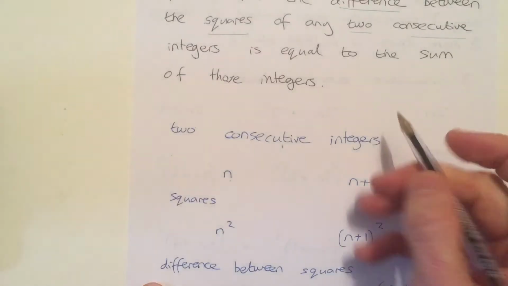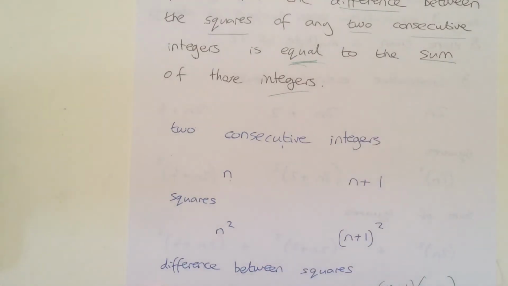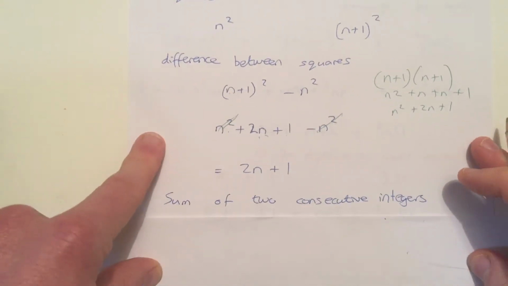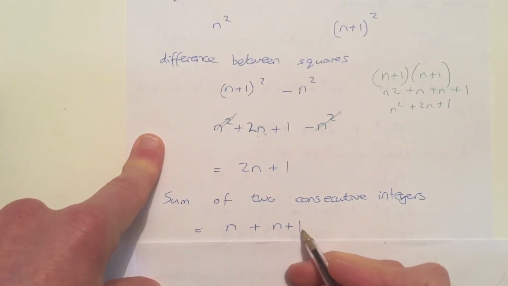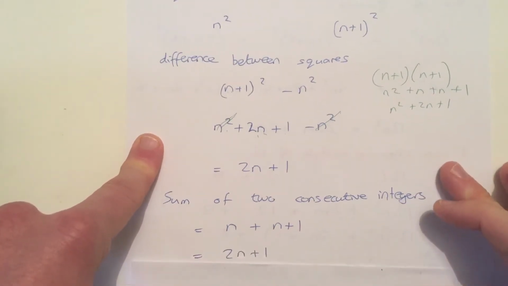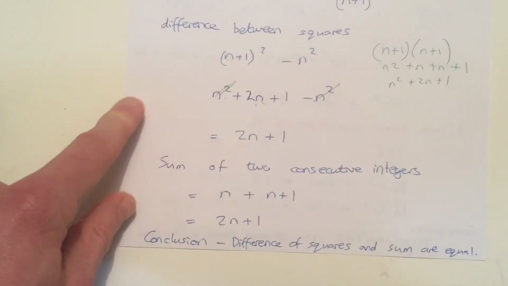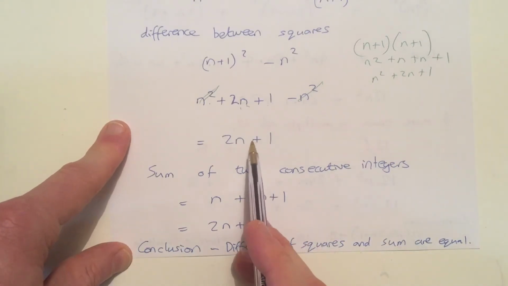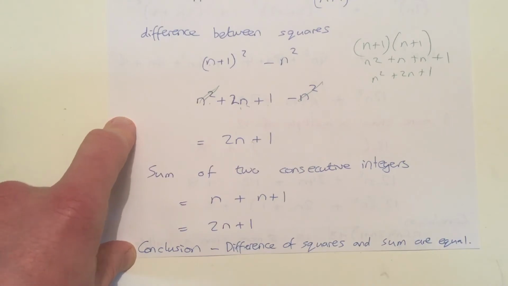Remember, I need to show that this is equal to the sum of those integers. So let's consider that part now, the sum of those consecutive integers. Remember, the integers were n and n plus 1. So the sum of those is n plus n, which is 2n, plus 1. Now we can just write our conclusion. The difference of the squares and the sum are both 2n plus 1. They're both equal. So there we go, I have proved it.